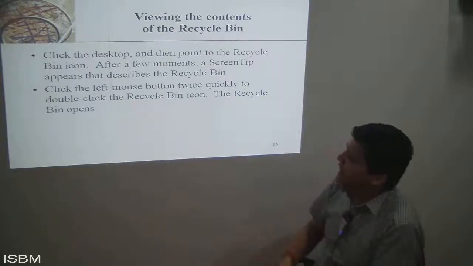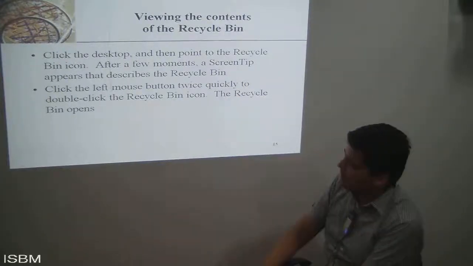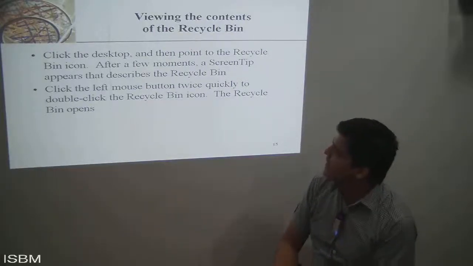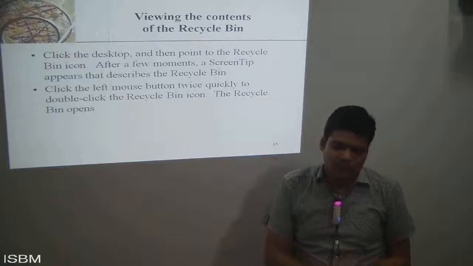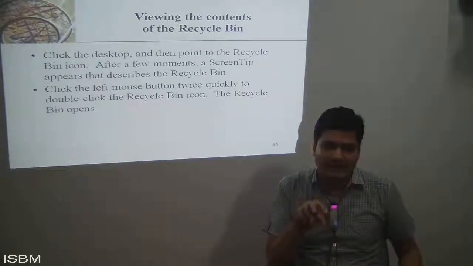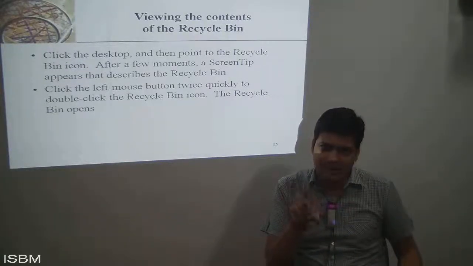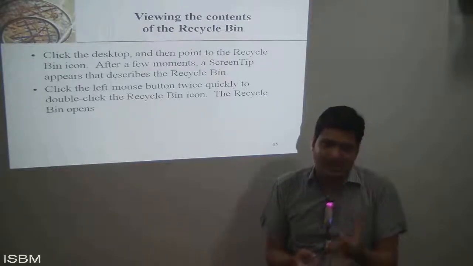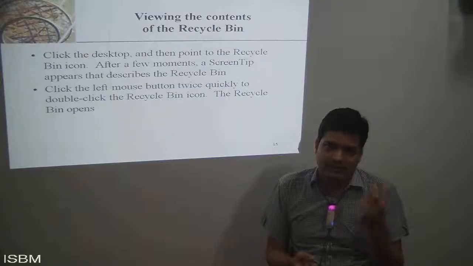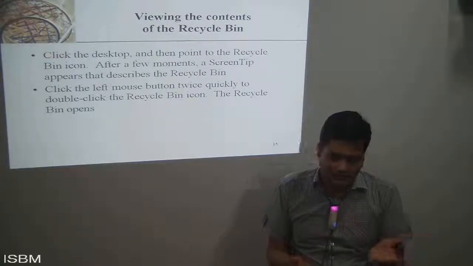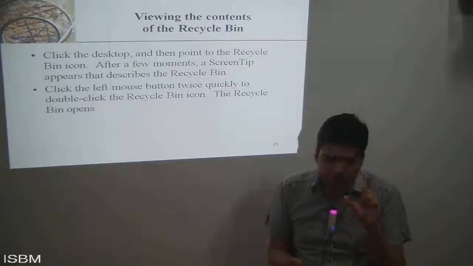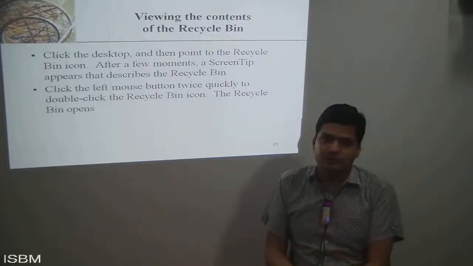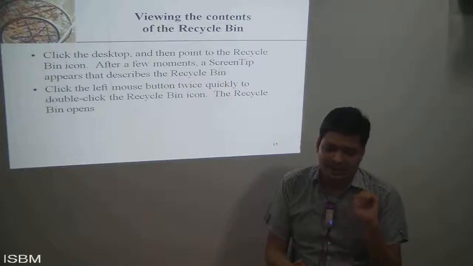Click on the desktop and then point to the recycle bin icon. After a few moments, a screen tip appears and describes it. See, there are two or three options. Either you can right click on the recycle bin and open it, so it will show all the things inside the recycle bin, either any file or folders, whatever. Or you double click on the recycle bin, again it will open the recycle bin and show you all the things which are under the recycle bin.